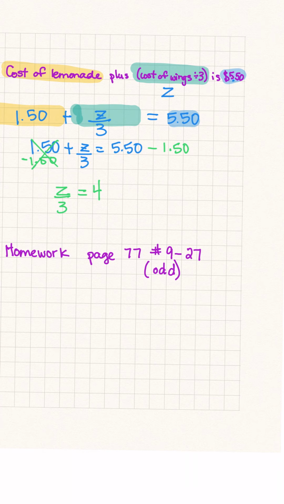So now we want to get rid of the 3. It currently is being divided, and the opposite of dividing is multiplying. If we multiply that by 3, we have to do it to this side. z is going to equal 12. So therefore z is going to equal $12, the cost of the wings.